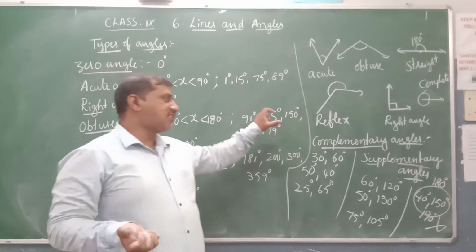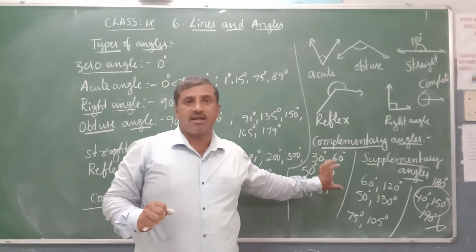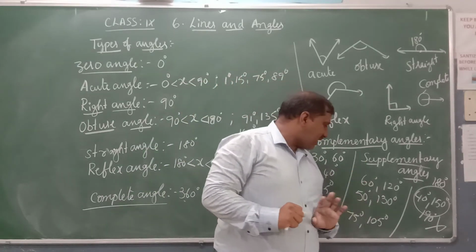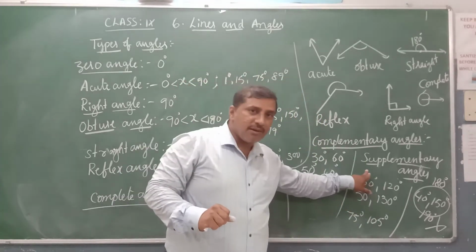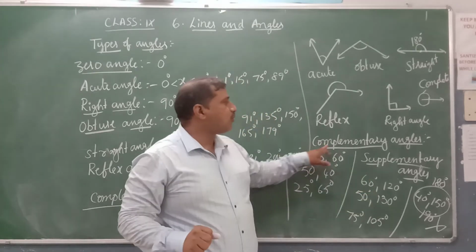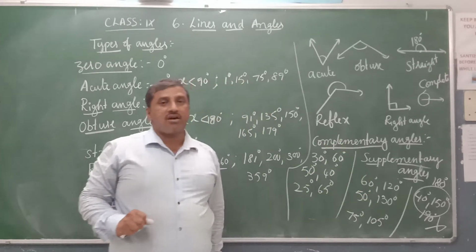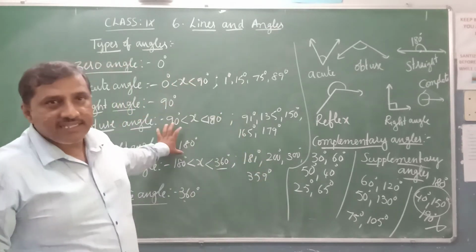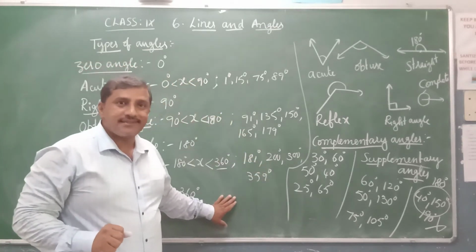Their sum should be equal to what? 180 degrees. A pair of angles whose sum is 180 degrees are called supplementary angles. A pair of angles whose sum is 90 degrees are called complementary angles. Is it clear, children? Different kinds of angles. Yes.